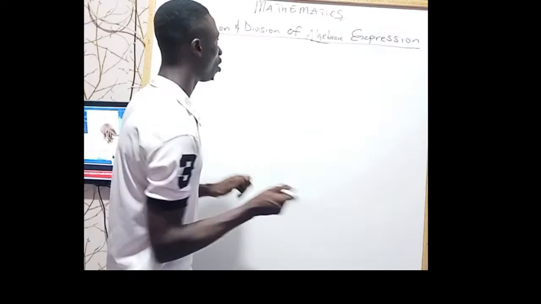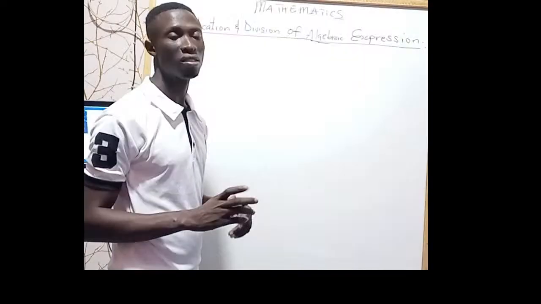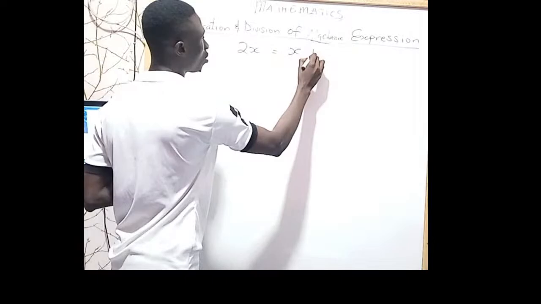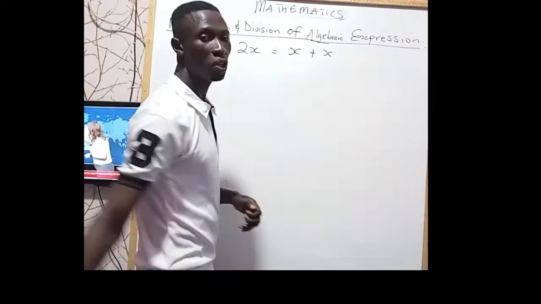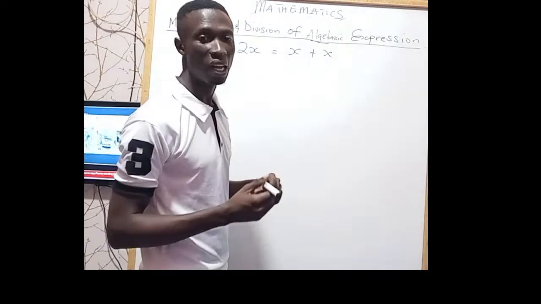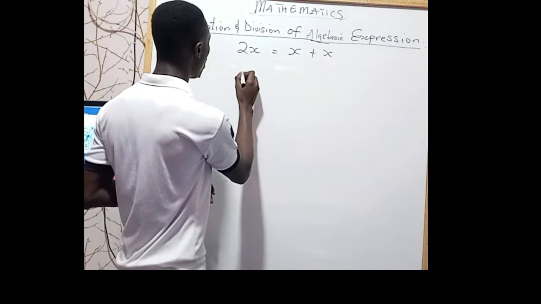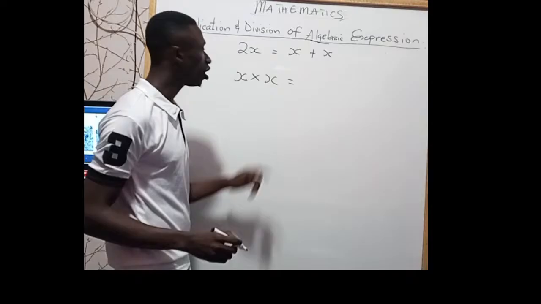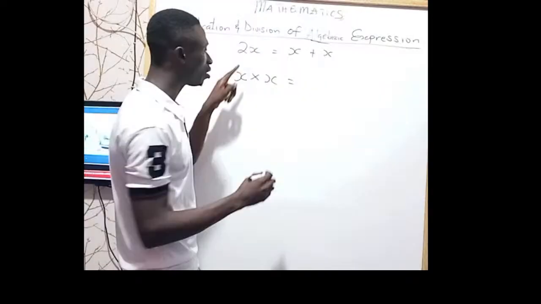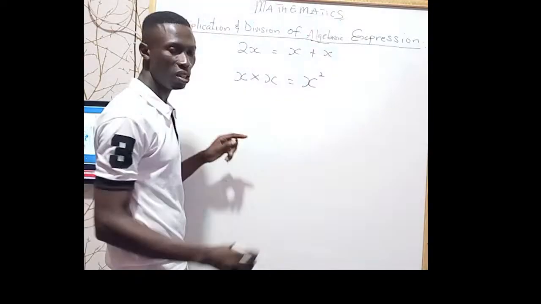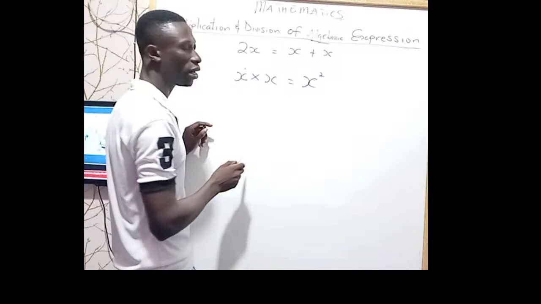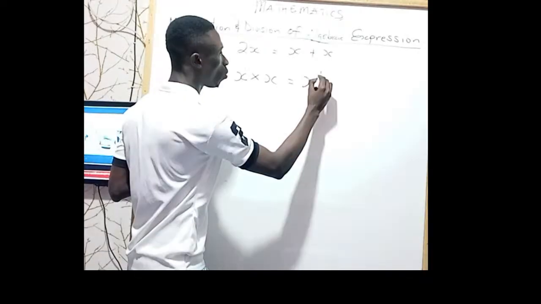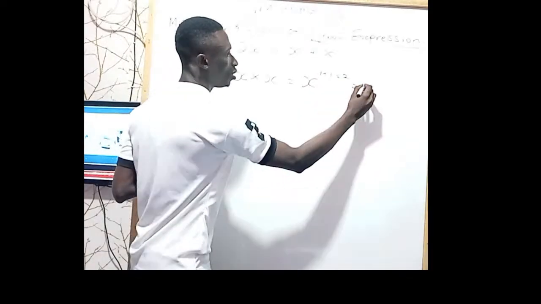Now, when we're doing addition and subtraction of algebraic expression, we saw that 2x is equal to x plus x, and this is by repeated addition. Now, if I come to multiplication, repeated multiplication, x times x is not 2x, but rather x squared. You see, x and x, 1 plus 1, 2. So I can put it here, 1 plus 1, making what? 2. So it means x power 2.